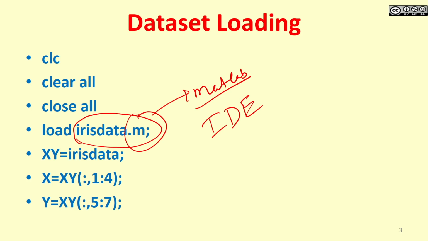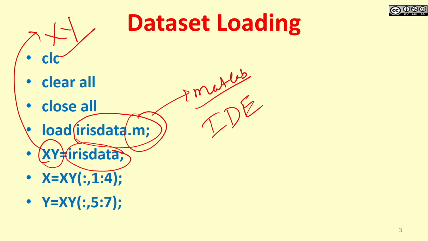But we need to store the data in a variable, and only then can it be accessed throughout the program. In order to assign the data to a variable, I used a variable called xy. So, xy designates the variable that is used to store the data. Now, after executing this command, a variable xy is created. In MATLAB, each variable is treated as a matrix.